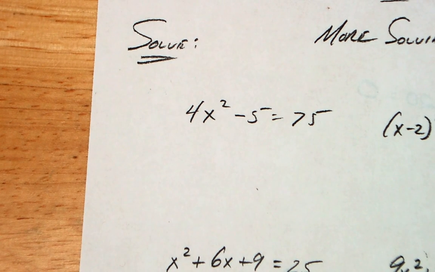Shouldn't need your calculators on these ones, folks. You got to add 5 and divide by 4. You could do that. And I do want your answer in simplified radical form. Not a decimal. I want it in simplified radical form. Okay? So break that radical down as much as you can.